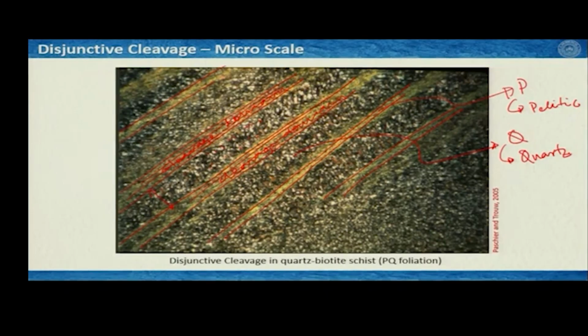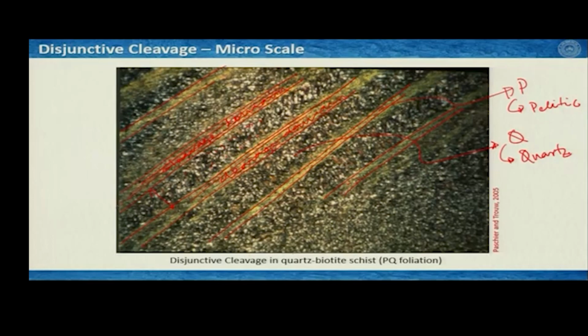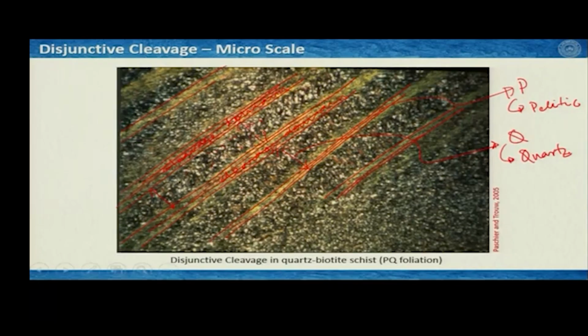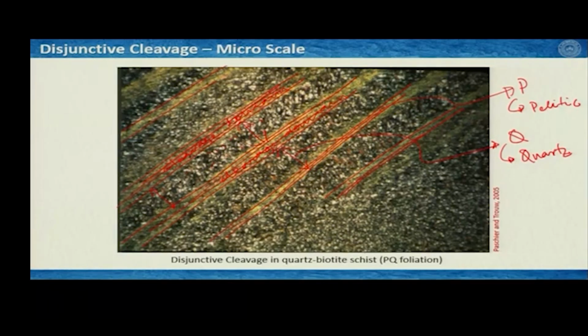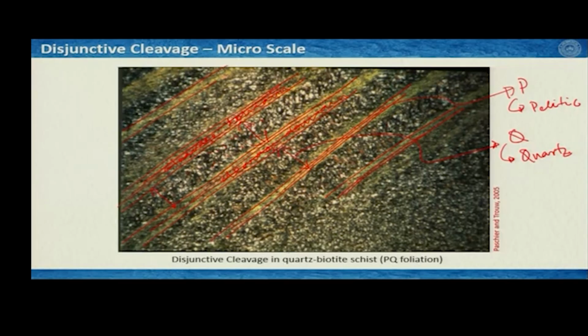This is something new for you, but again I repeat what we are learning here: we have a series of cleavage domains, and in between we have microlithons, and the microlithons in this image have no fabric. We saw this in the field scale, and now we have seen it in the micro scale. Again, the mechanisms are very similar, only the scales are different.